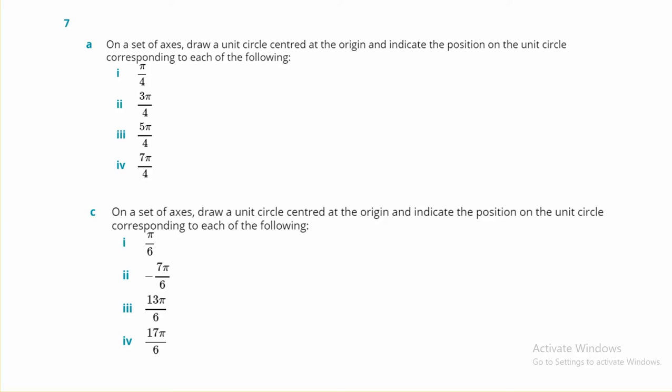We're going to look at exercise 14a, question 7. On the same set of axes, draw a unit circle centered around the origin and indicate the position on the unit circle of each of the corresponding angles.